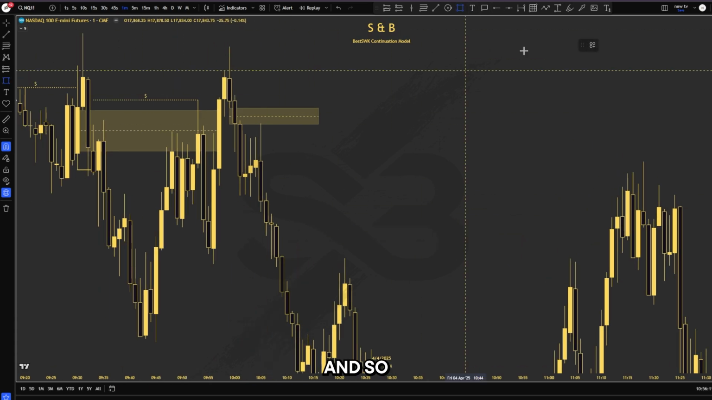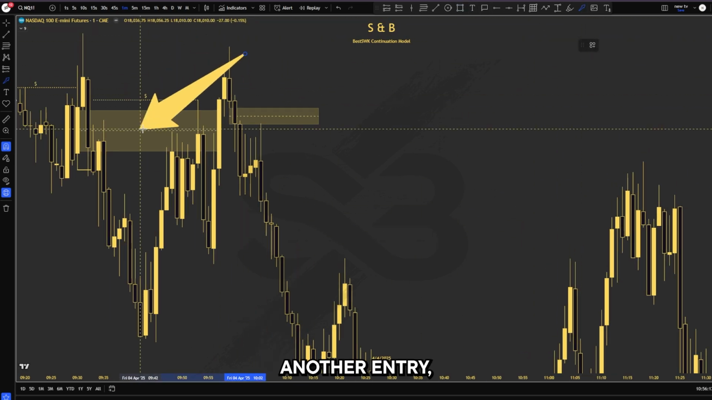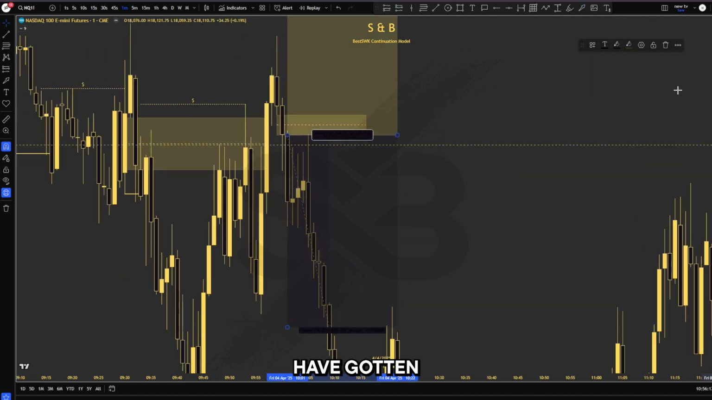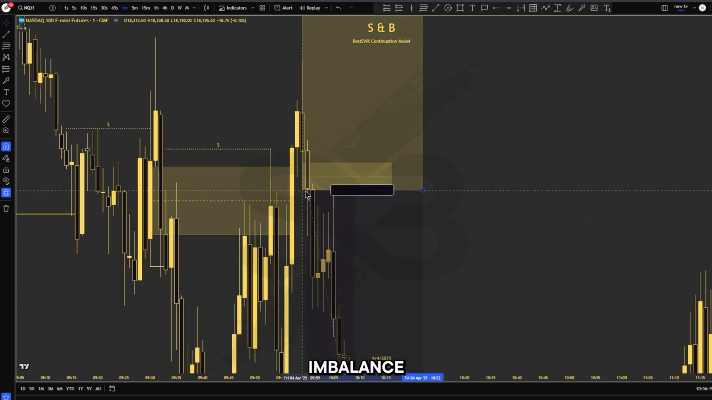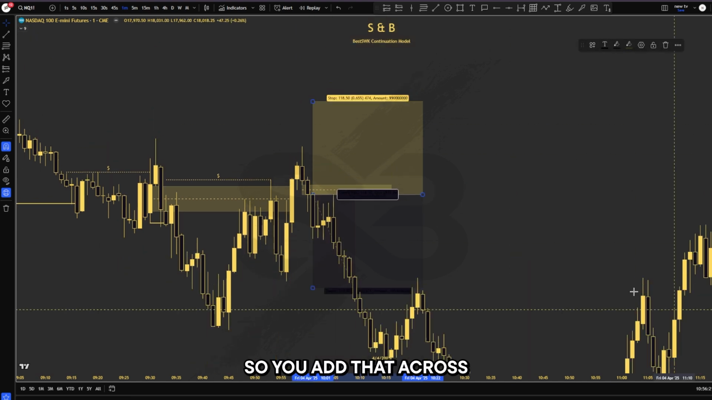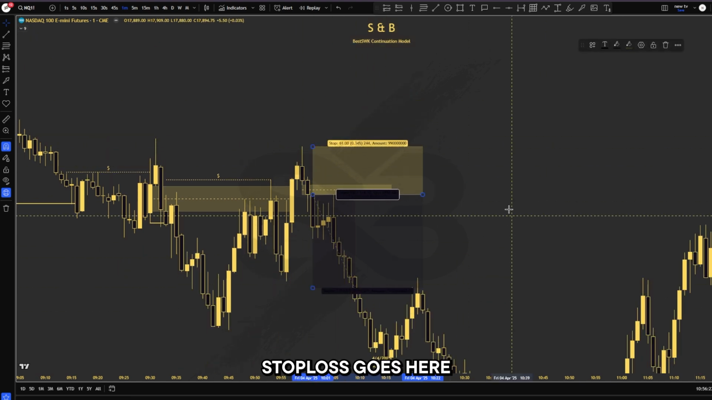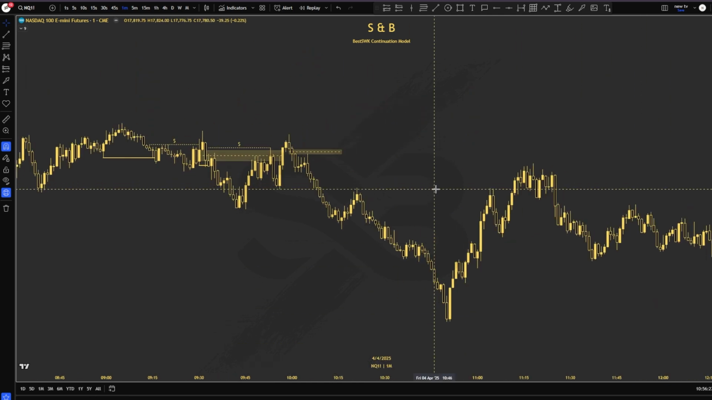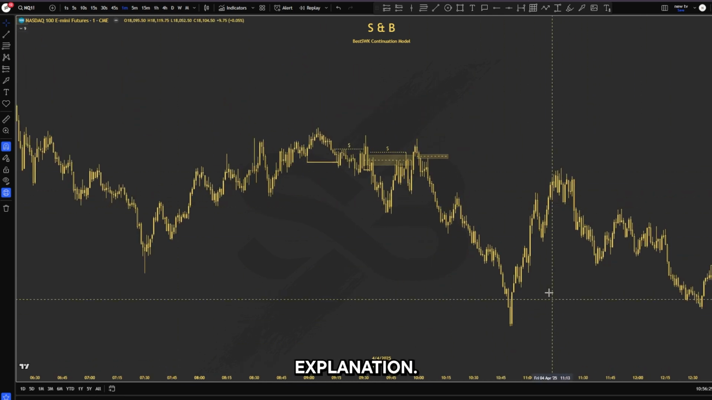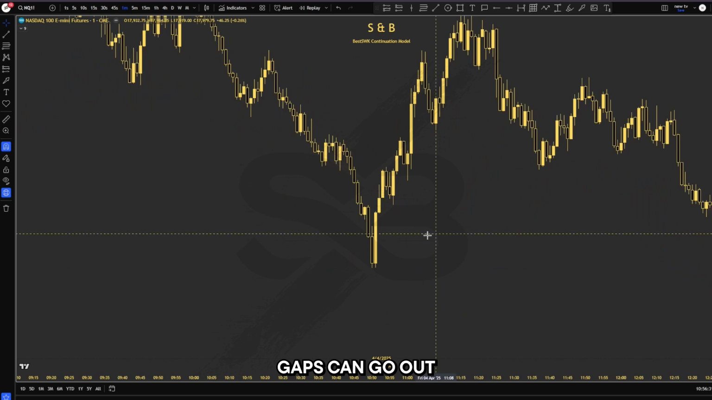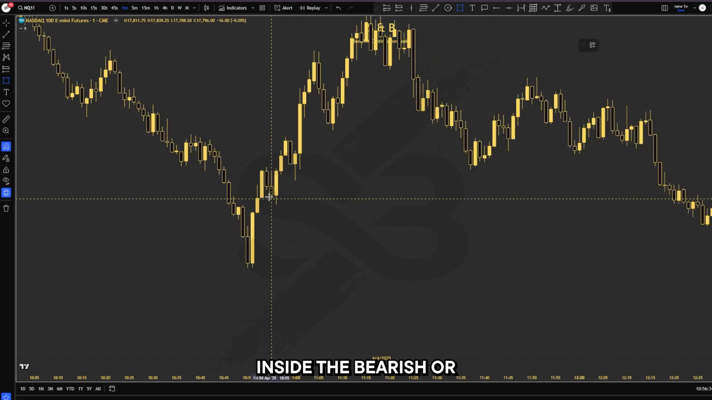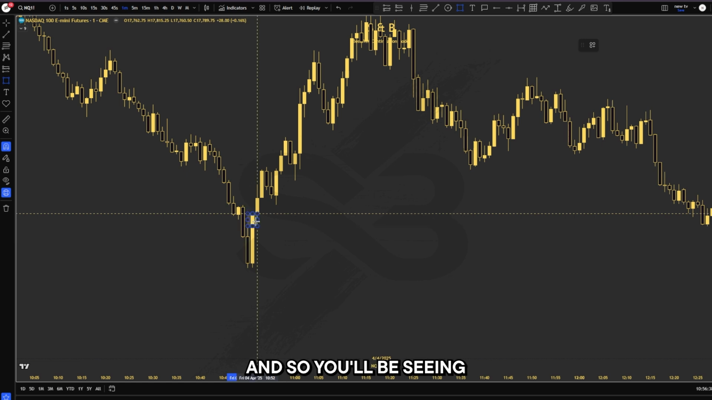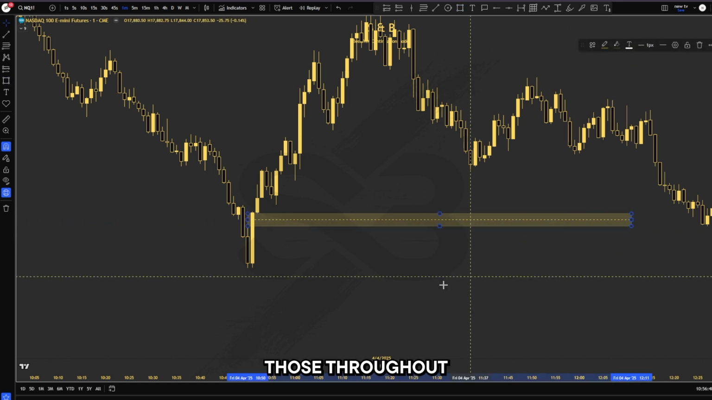And so, because this is an entry instead of another entry, we can just take this as is, and you would have gotten tagged in. Again, there's a volume imbalance between these 2 candles, so you add that across. Stop loss goes here. TP wherever the draw on liquidity is. So this is a really brief explanation. Obviously, fair value gaps can be bullish or bearish, and the bearish are called CBs, and the bullish are called BCs. And so you'll be seeing me reference those throughout the videos.